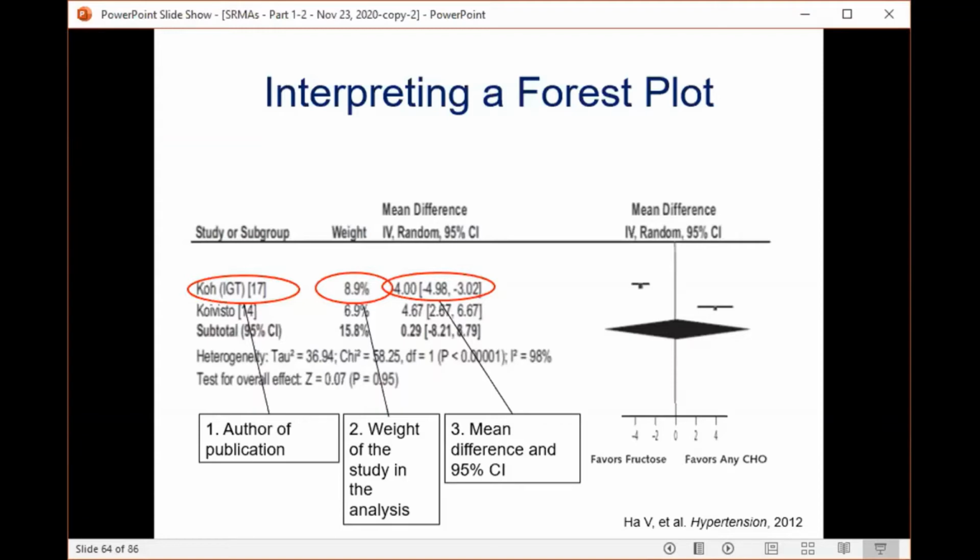Then for number 2, we have the weight of the study in the analysis. This is given by the meta-analysis software based on the variability around the endpoint as you have entered it. If there is high variability, it will have a lower weight in the analysis, meaning that its contribution to the overall effect estimate will be lower because it is less precise compared to a study with low variance.